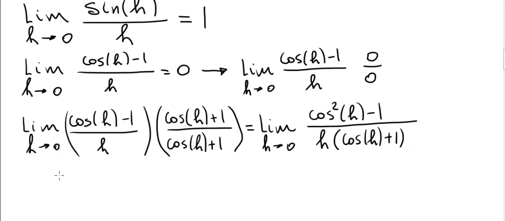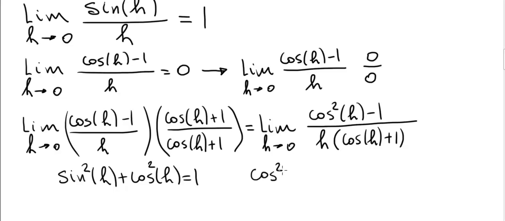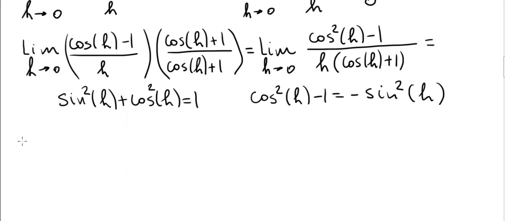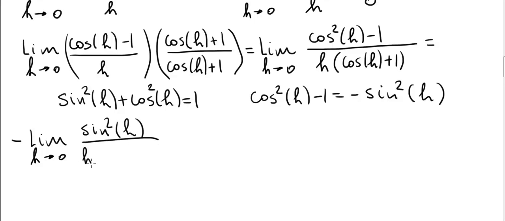Now, from the trig identity, sine squared h plus cosine squared h equals 1, we solve for cosine squared h minus 1, and that's minus sine squared of h. So we're going to replace the numerator with minus sine squared h. Now we can factor the minus out. The limit is now limit h goes to 0, sine squared h divided by h times cosine h plus 1.